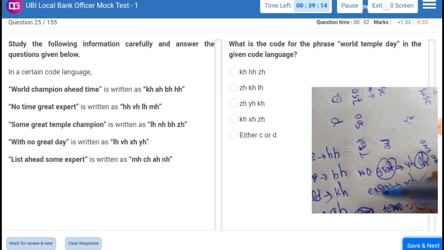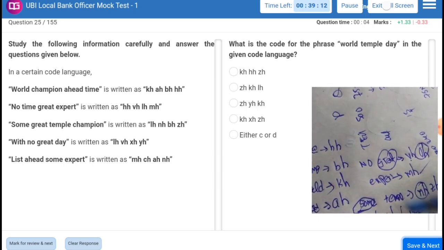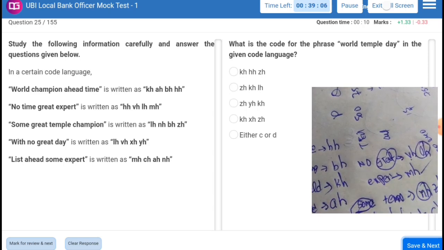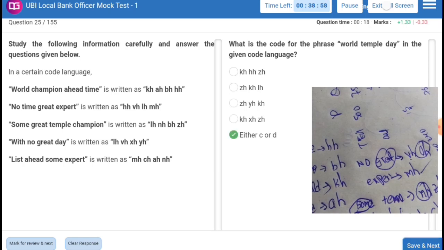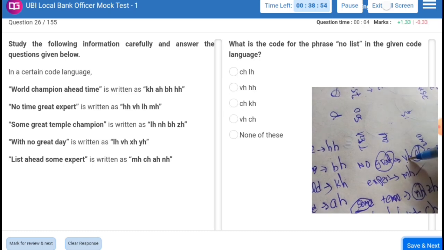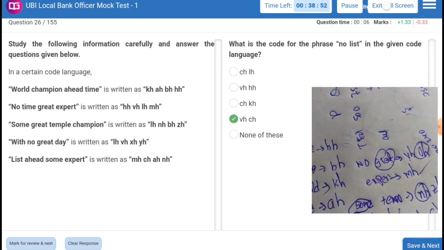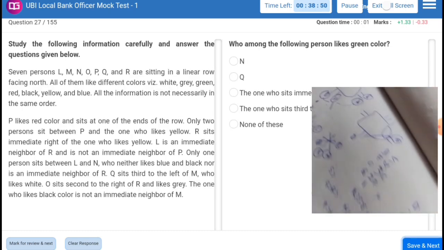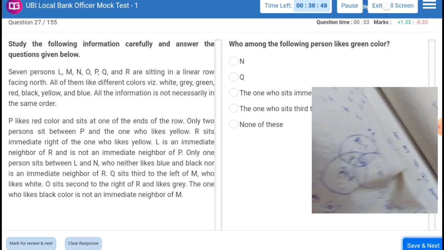And what is the code for the old temple day? Old is KH. KHZH. So KH ZH. YH or XH, either C or D. No list is VH CH. Next one.